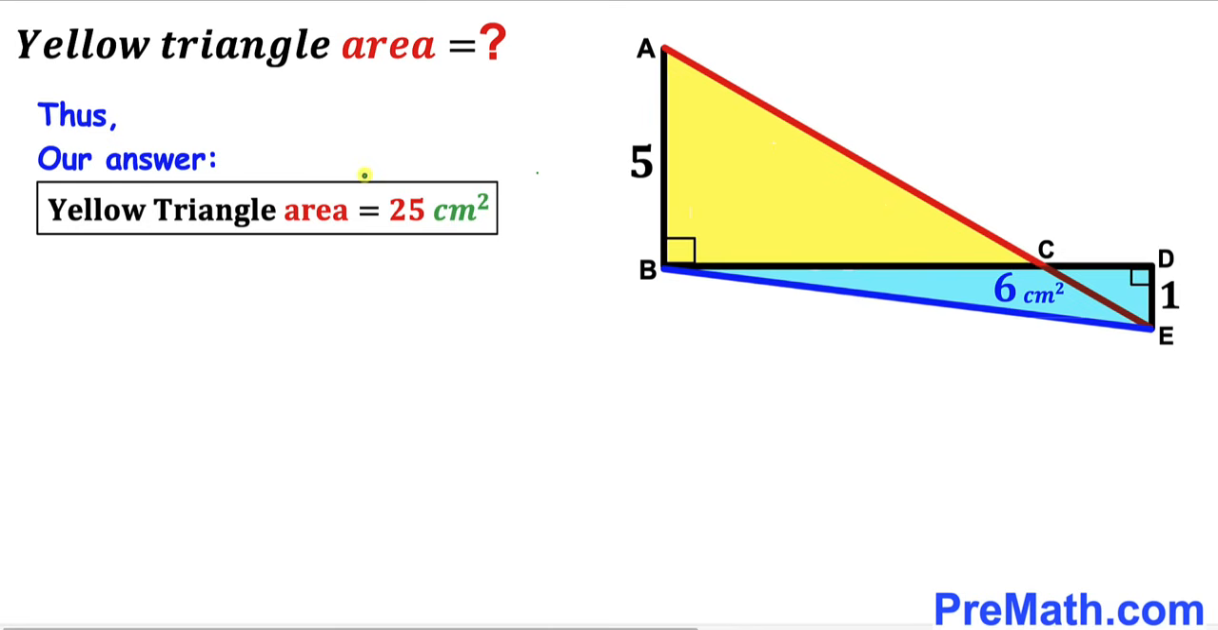Thus, after all the calculations and manipulations, the area of the yellow shaded triangle ABC turns out to be 25 centimeters squared. In other words, the area of this yellow shaded triangle is 25 centimeters squared. And that's our final answer.